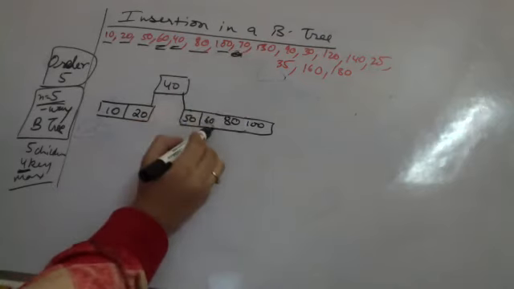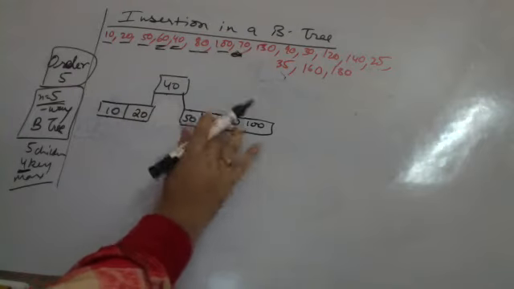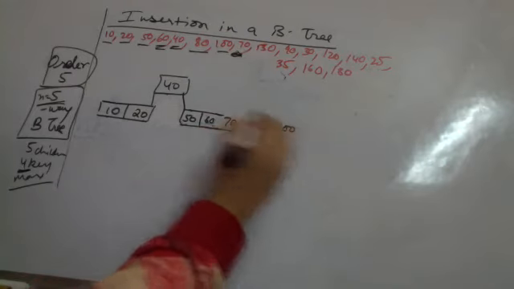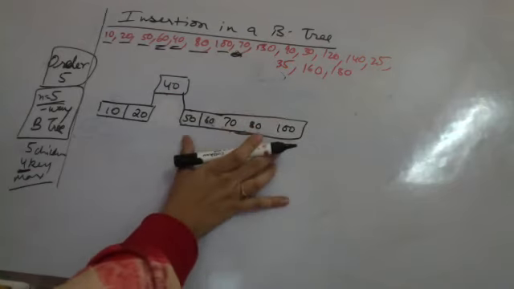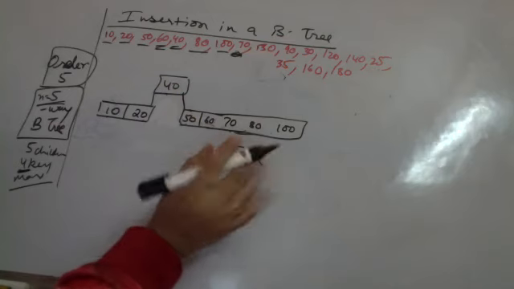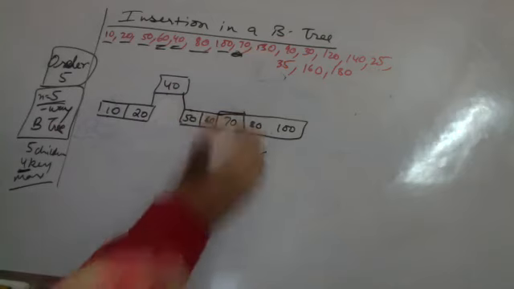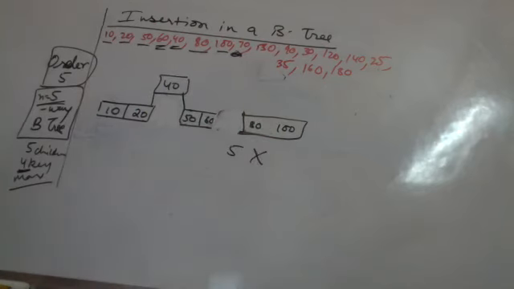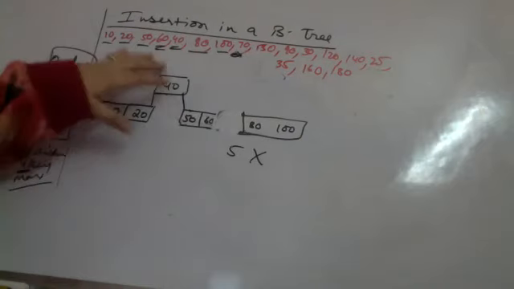70 is greater than 40, greater than 60, less than 80. So technically 70 should be inserted here. Again, when I am inserting a 70 here, the number of keys is 5, which is not allowed. Maximum 4 keys are allowed. I break from the median. So break the median, and this median should now go in the parent node.